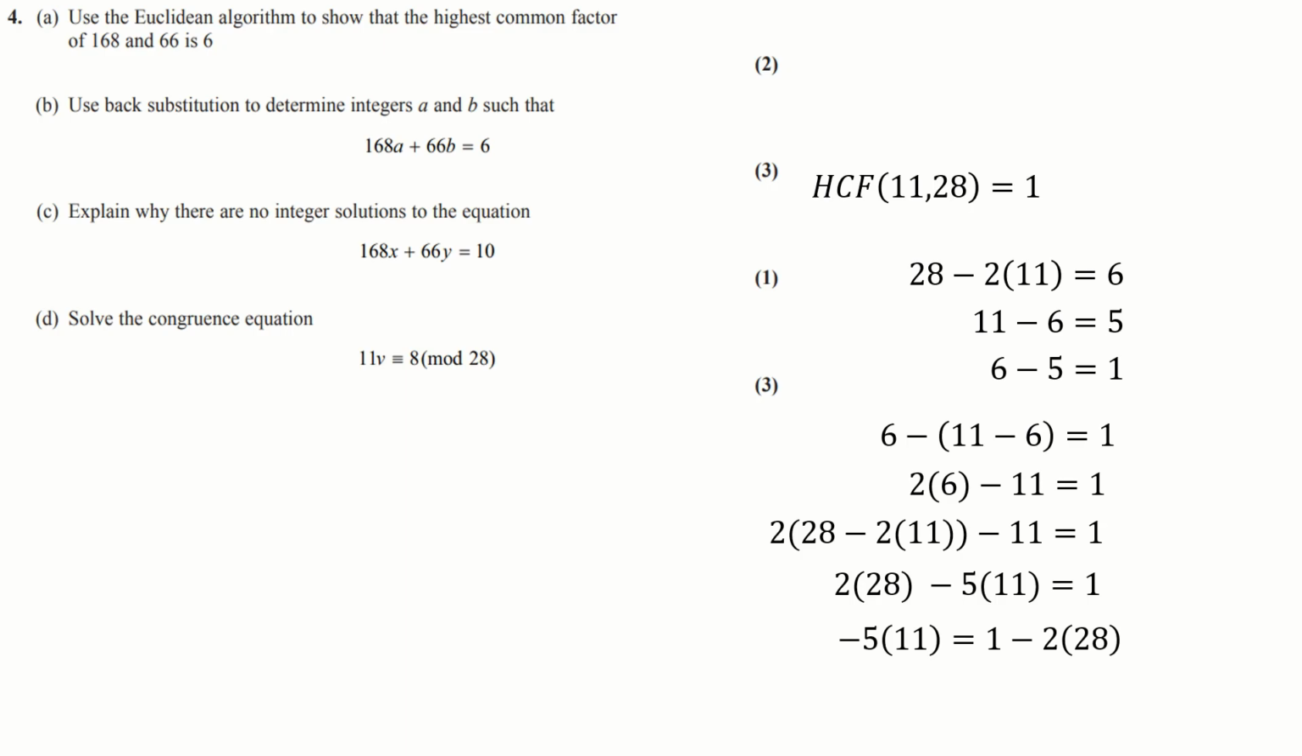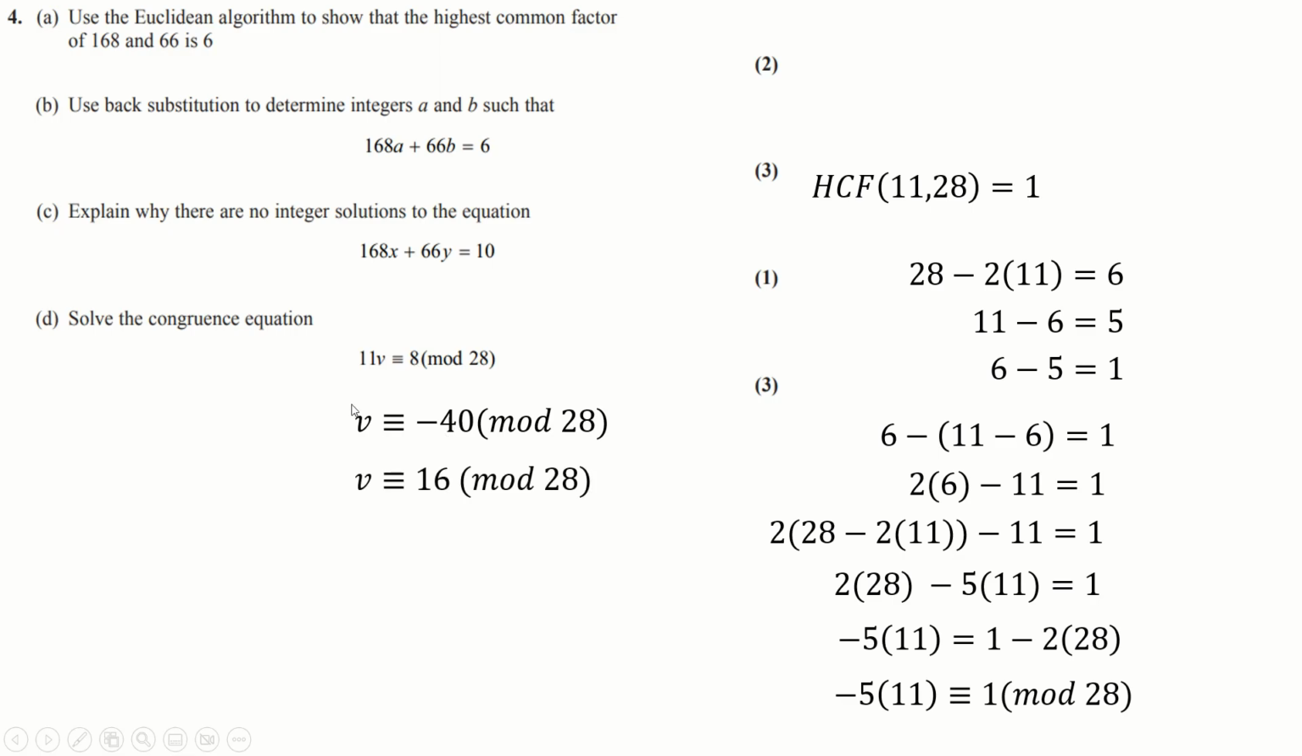Which means that if I take mod 28 to both sides here, what I've shown, because this term would obviously go away because it's a multiple of 28, is that minus 5 is the multiplicative inverse of 11 in the mod 28 world. So if I times this by minus 5, I'll get V is congruent to minus 40 mod 28. Add a couple of copies of 28. I think this is actually enough for the answer, but if you do add a couple of copies of 28, you get to 16, and that'll be the answer.